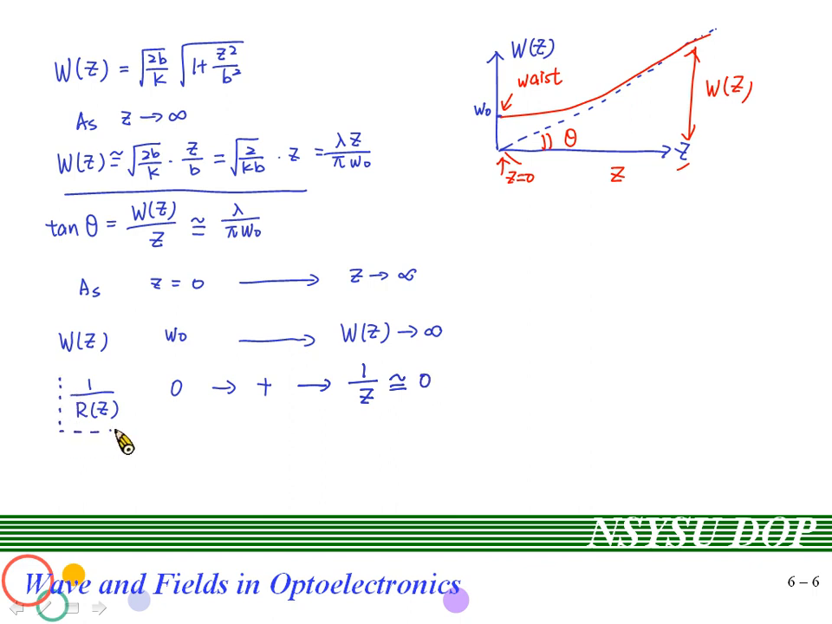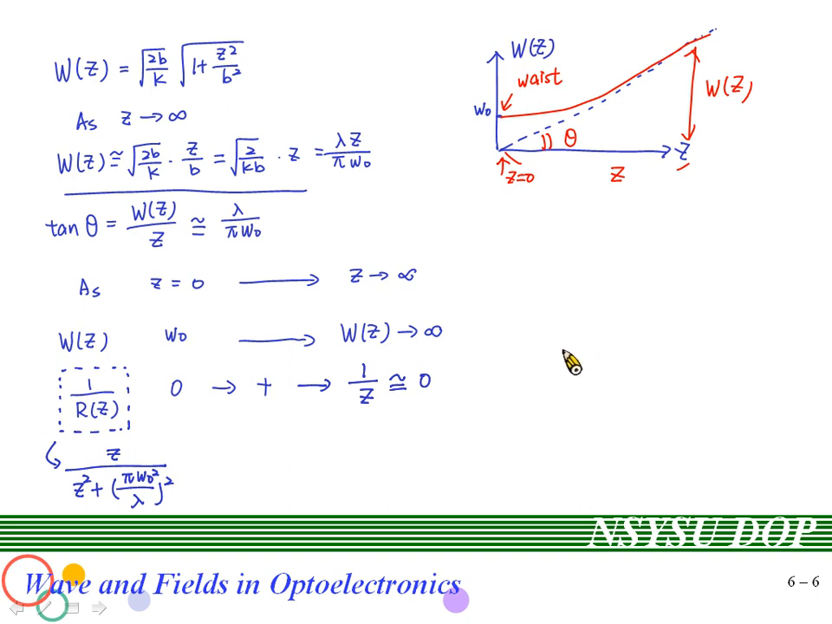Okay, let me say it again. The inverse of R of z is the phase front curvature, which can be written like this. And initially at z is 0, it is 0. And as we increase z, it will become positive. But if z goes to infinity, it will become 0 again.